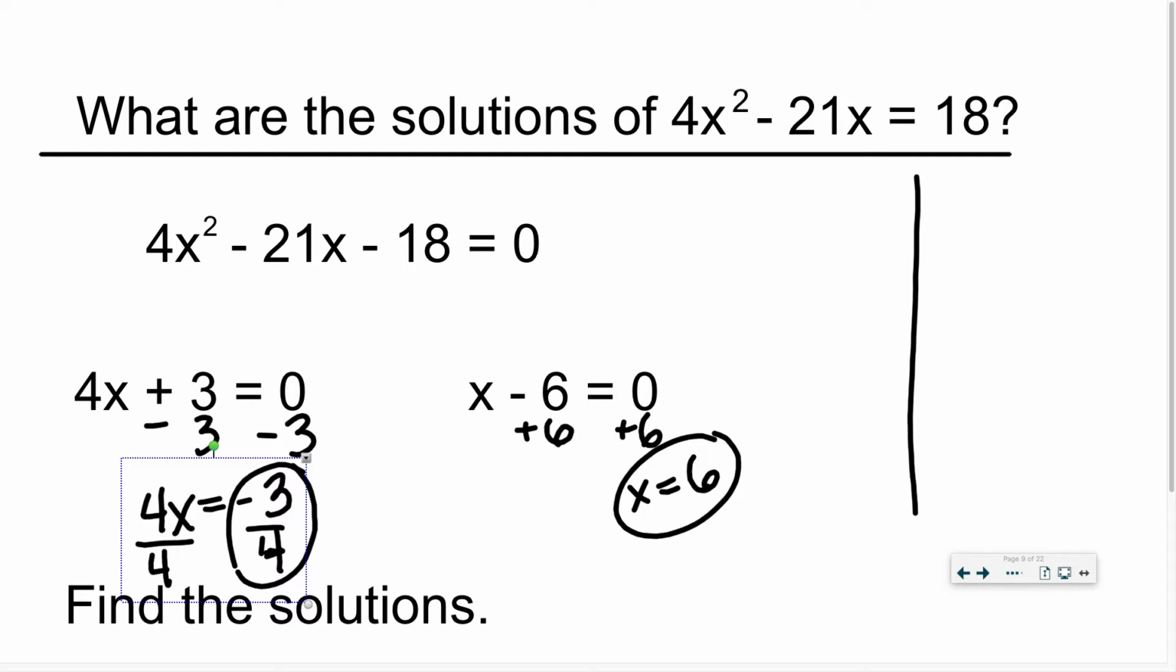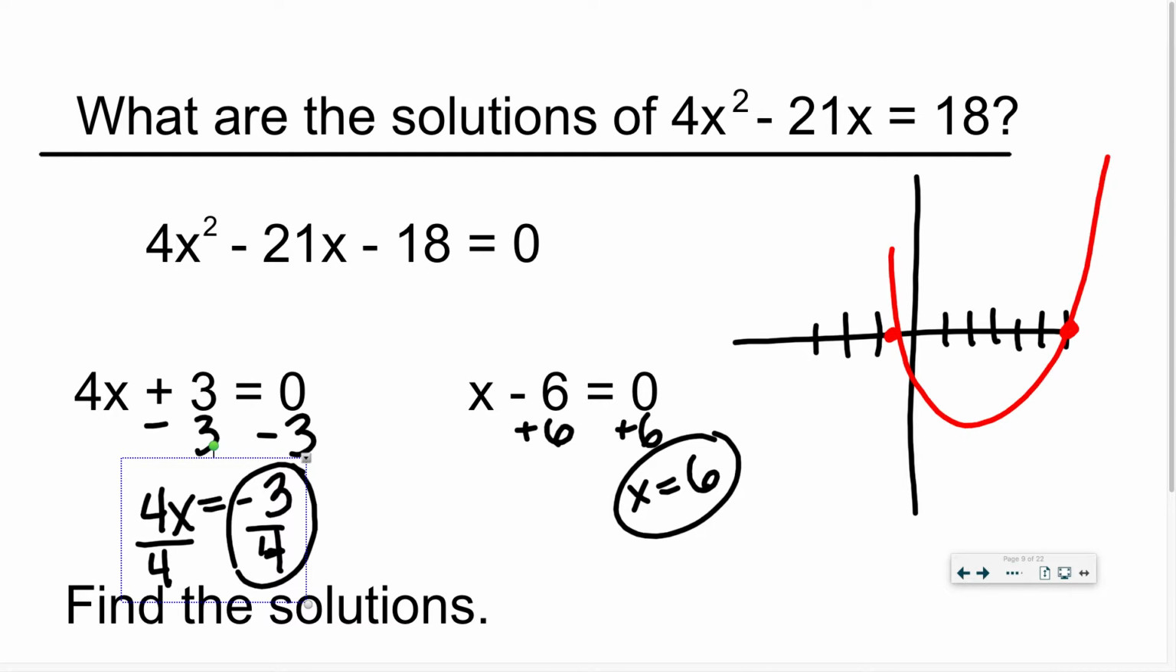If I needed to see it on the graph, it would look something like this. That doesn't necessarily represent the vertex or the y-intercept. I just showed where they would cross. Okay. If you're solving like this, you wouldn't need to show a graph. I just like to visually show where those values come up. You would just need to represent x equals negative 3/4 and x equals 6.